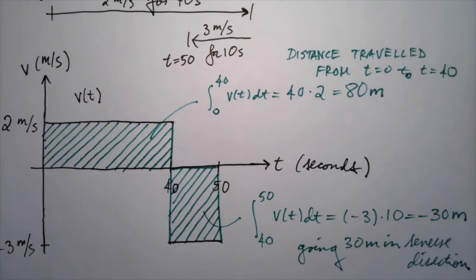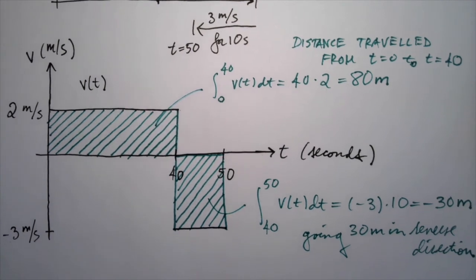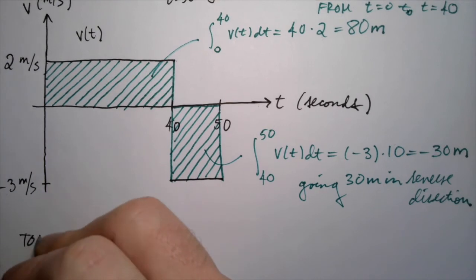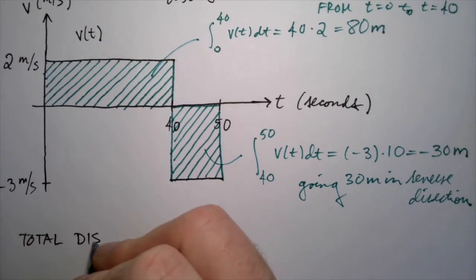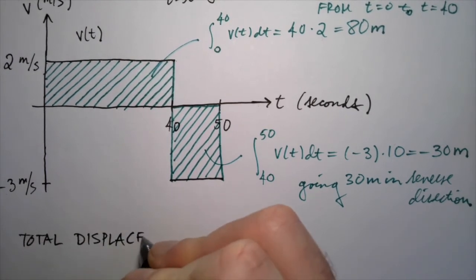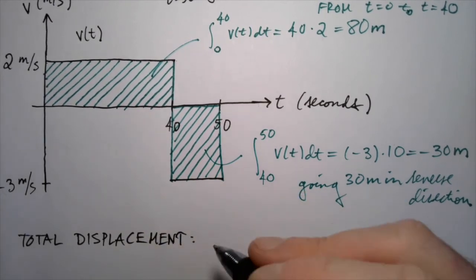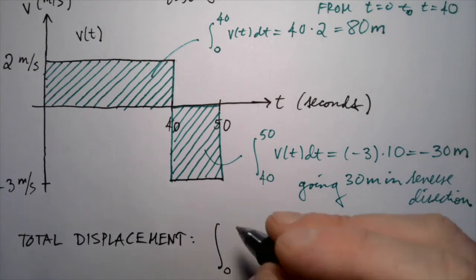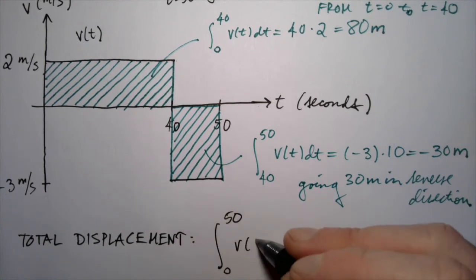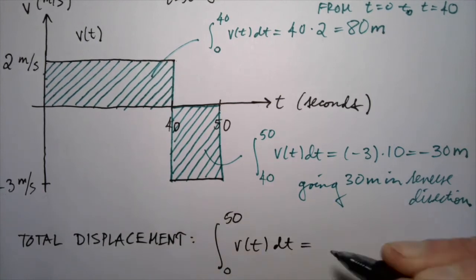Okay, so now we're ready to answer the original questions. First of all, what's the total displacement? The total displacement means what's the distance from my initial position to my final position. That will be given by the integral of the velocity function from 0 to 50.